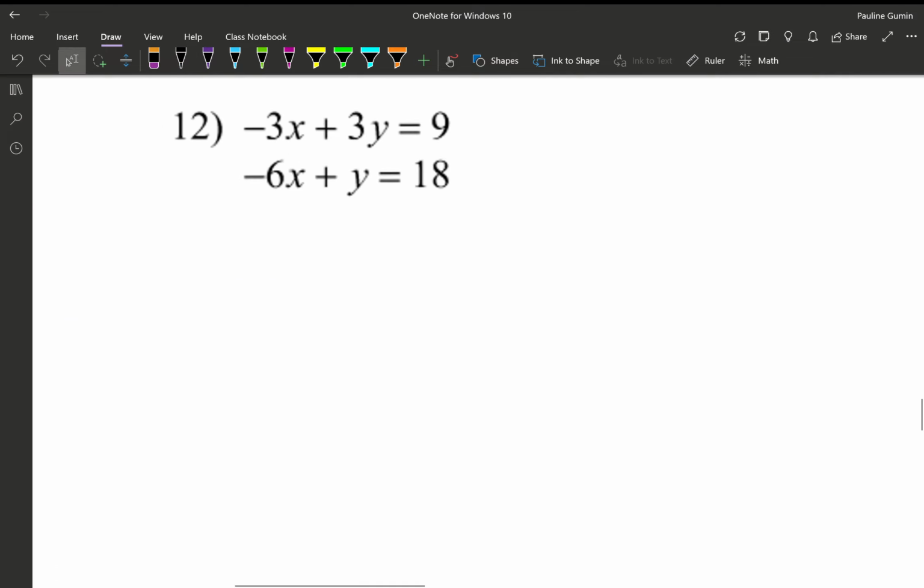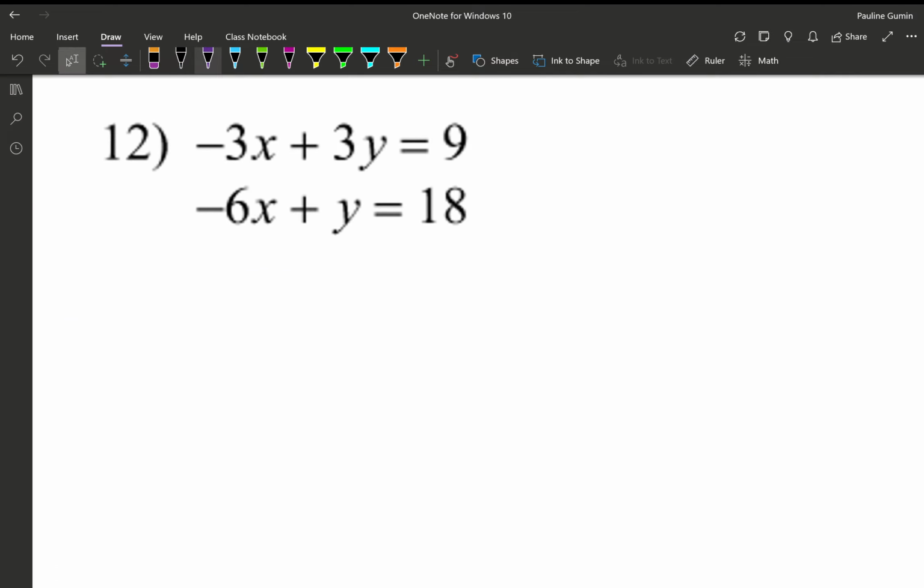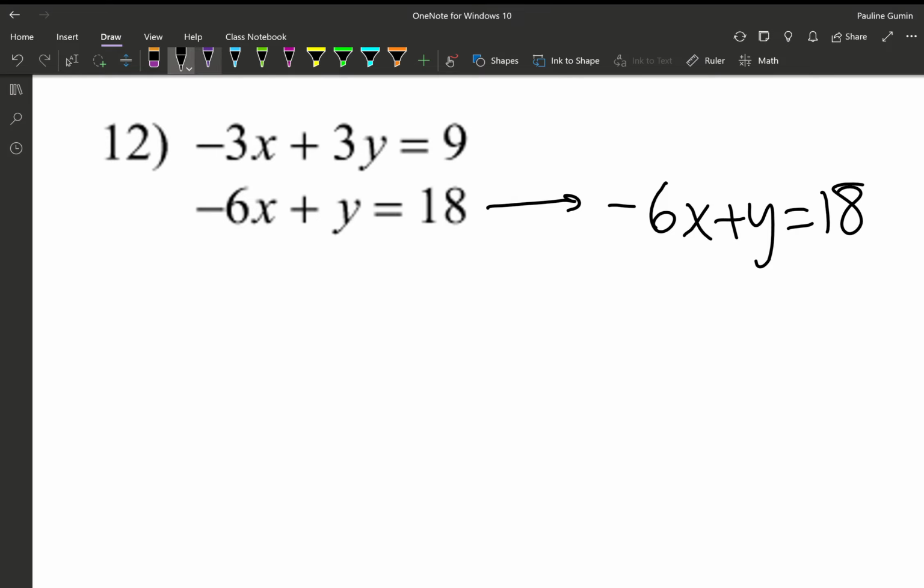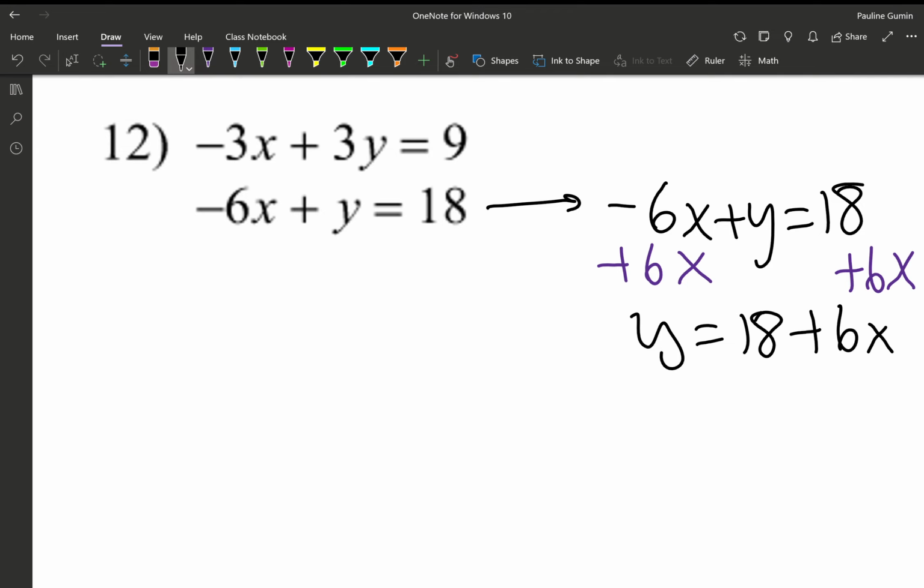Number 12 has the same predicament. We don't have a y equals, but we do have an equation that has a y with a 1 in front of it. So I'm going to manipulate this equation by adding 6x to both sides to make y equals 18 plus 6x that I can go ahead and take to plug in to the top equation.